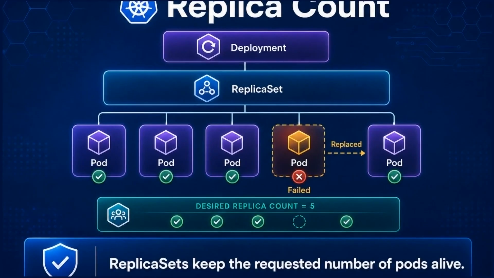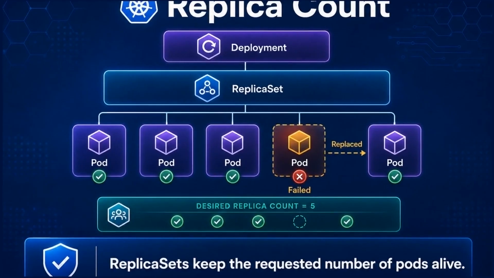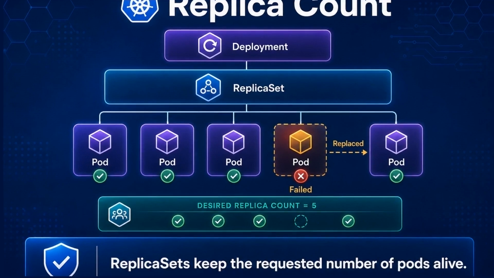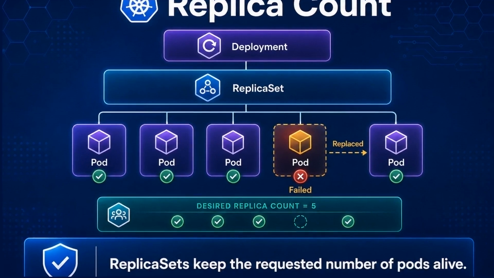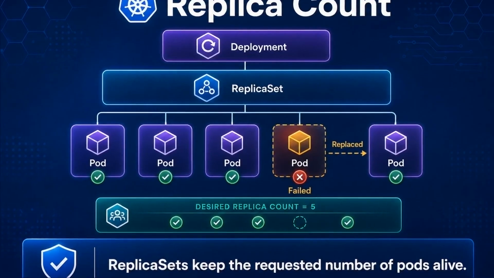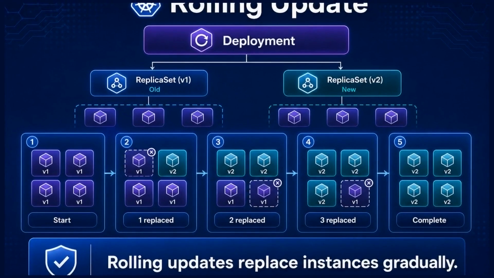A deployment does not create pods directly. It manages a replica set. A replica set is the lower-level object that keeps the requested number of pod replicas running. If one pod dies and the desired count is still 3, the replica set creates another one. That is the reason replica sets exist. They maintain replica count.